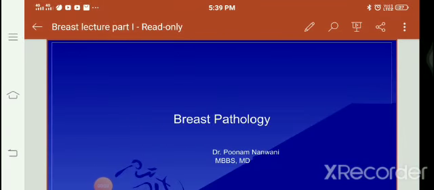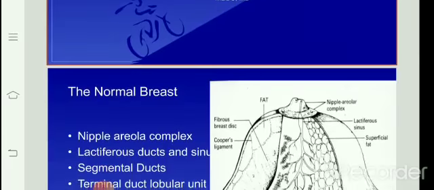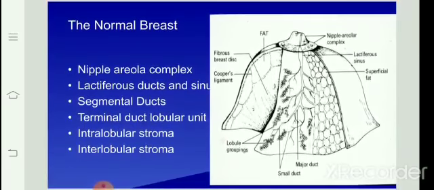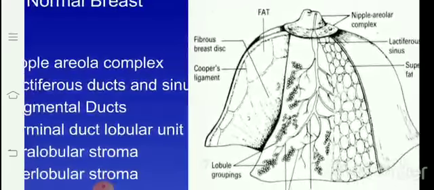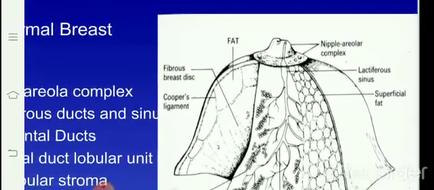Today we'll discuss breast pathology. Let's start with the normal breast. From the external surface, we start from the skin. First, there's a nipple areola. You can see here there's a nipple areola complex.